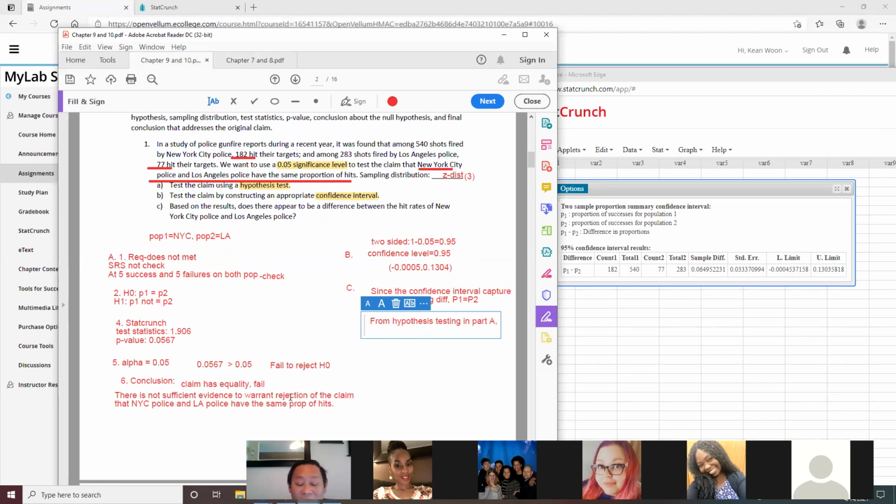Negative and negative, so they're canceling each other out. That means LA and New York City policemen have the same proportion of hits. From this, you can tell that P1 is also equal to P2. So what I want to point out to you here is that these two, part A and part B, give us the same answer.